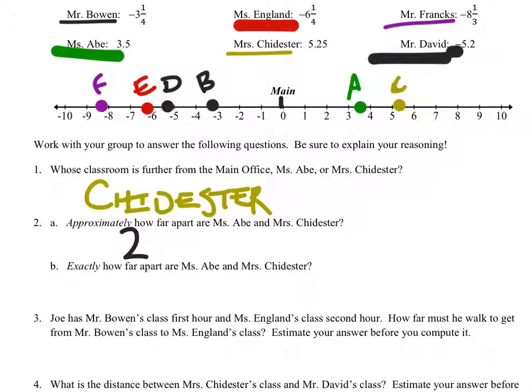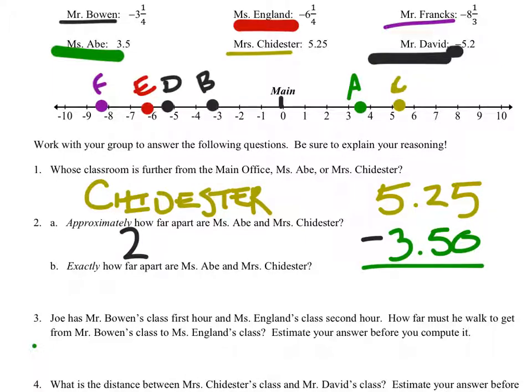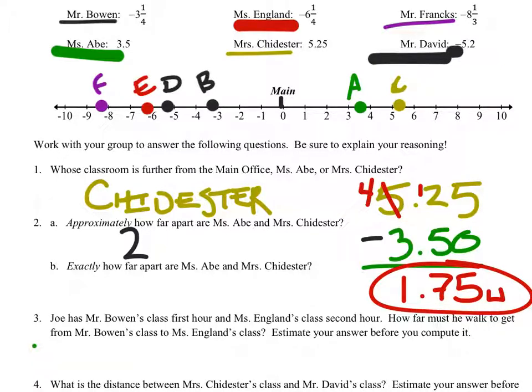Well, let's look at old Chitster up in here. Chitster is 5.25, and how do we find the distance between two numbers? What operation? Subtraction. So we're going to subtract from 5.25 Abe, who is at 3.5, and we're going to need a 0 up in here, maybe, to help us see. 5 minus 0, 5. 2 minus 5, 7. How? Because I borrowed 1 from the 5, so I made it 12. 4 minus 3, 1. Bam. 1.75 units. That's how far apart they are.